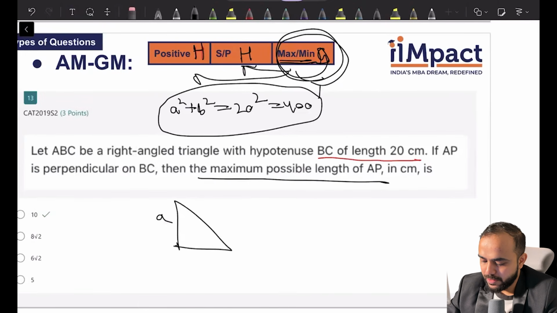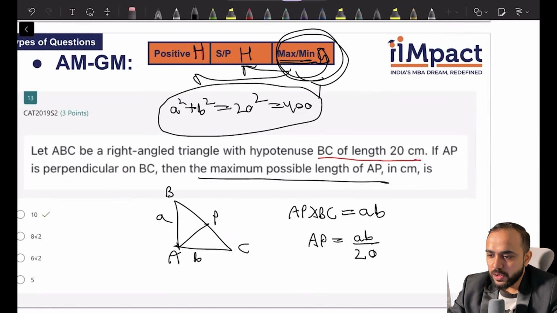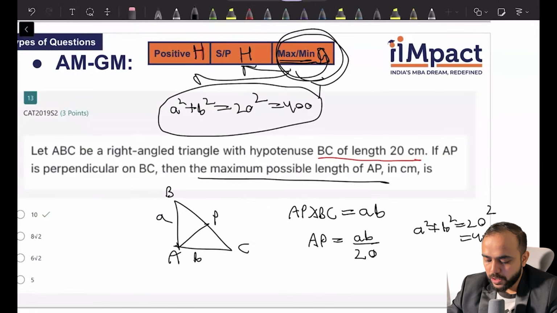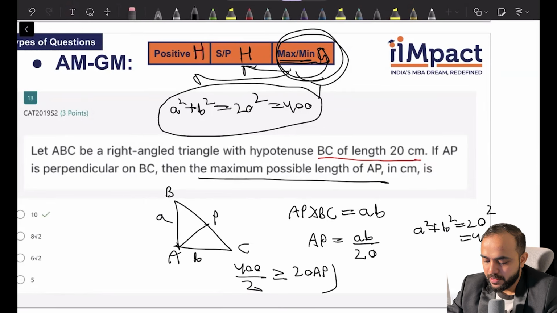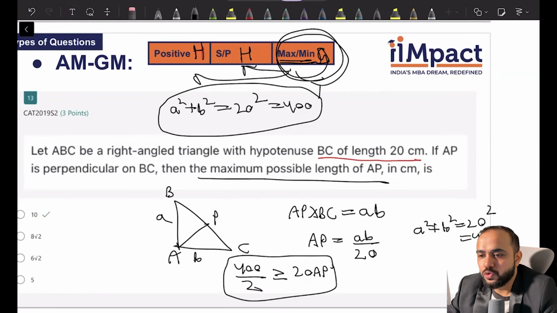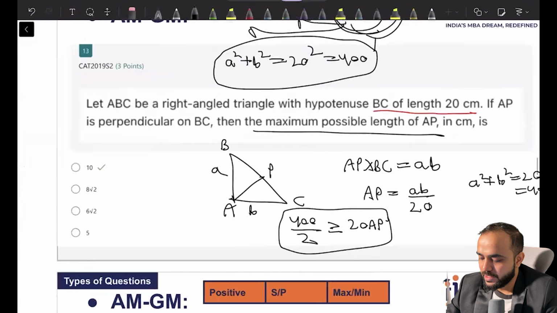If this is your triangle A and B, and this is AP, right? Hypotenuse is BC, this is A, this is P. So AP into BC by 2 would be the area, which will be AB by 2. So AP into BC is AB. AP turns out to be AB by 20 here. You also get A square plus B square is equal to 20 square, which is 400. So you can write 400 by 2. A square plus B square by 2 is greater than or equal to AB, which is 20 AP. So you directly applied AMGM. Correct. So this will become 200 by 20, that is 10.